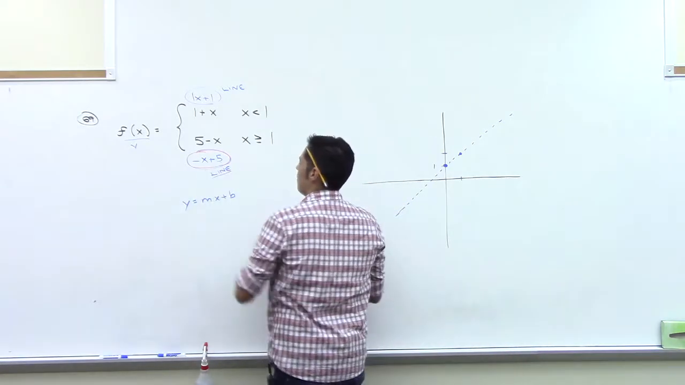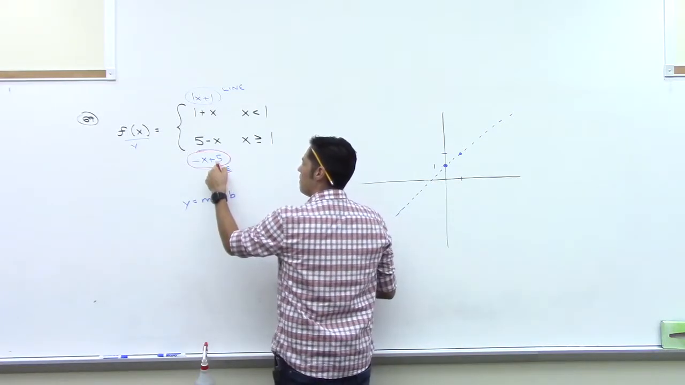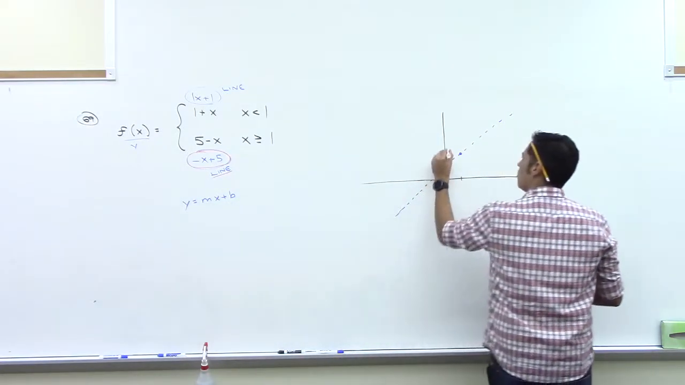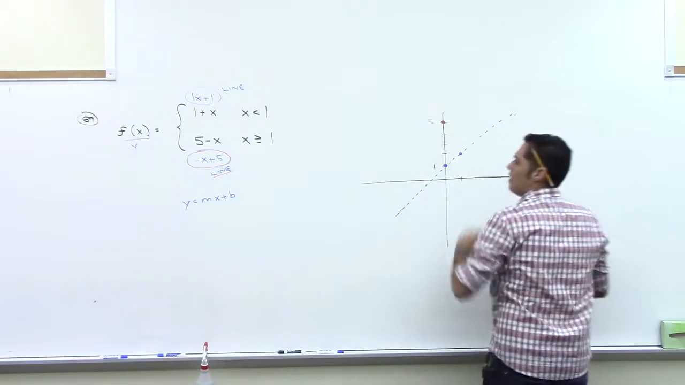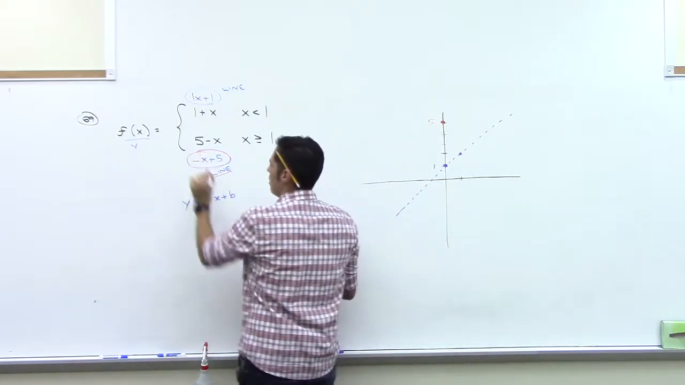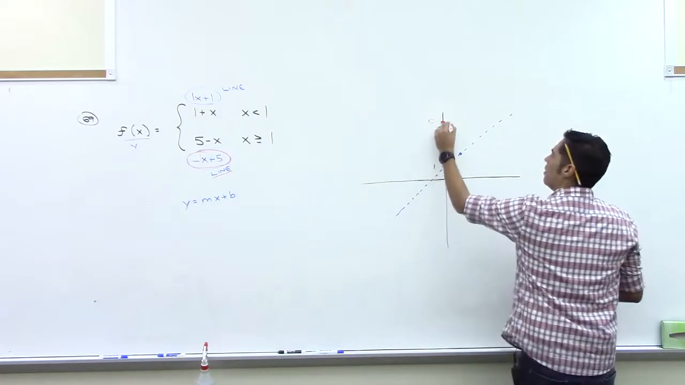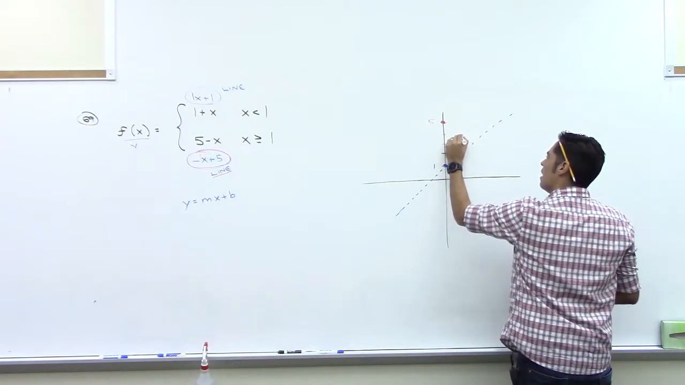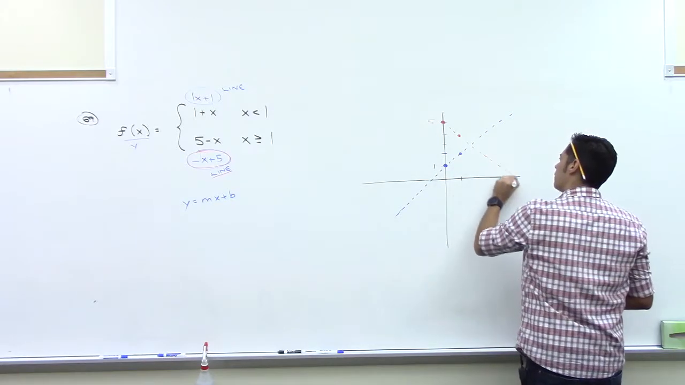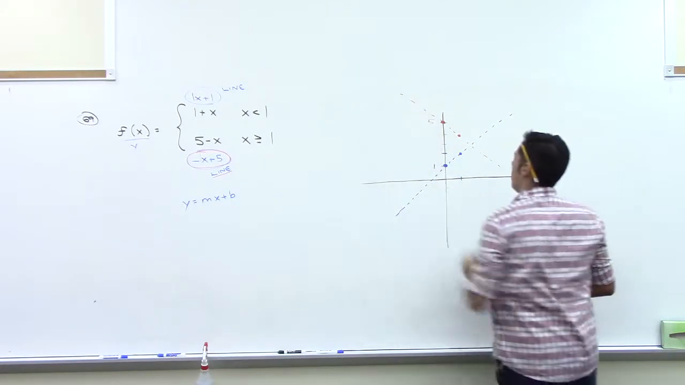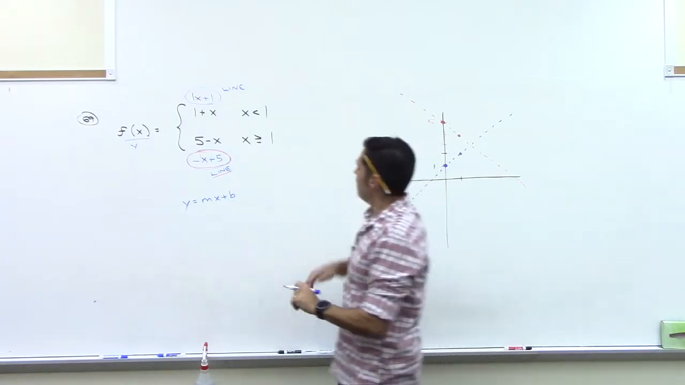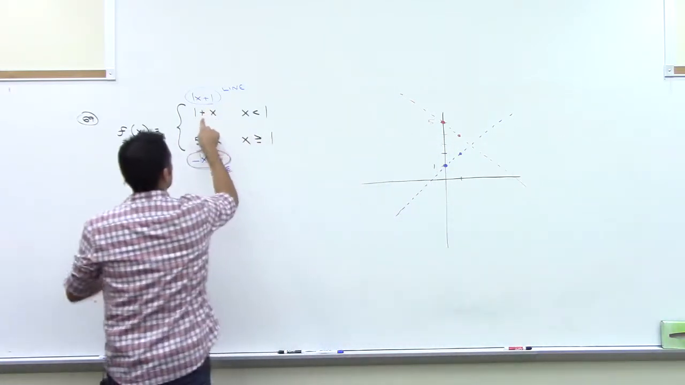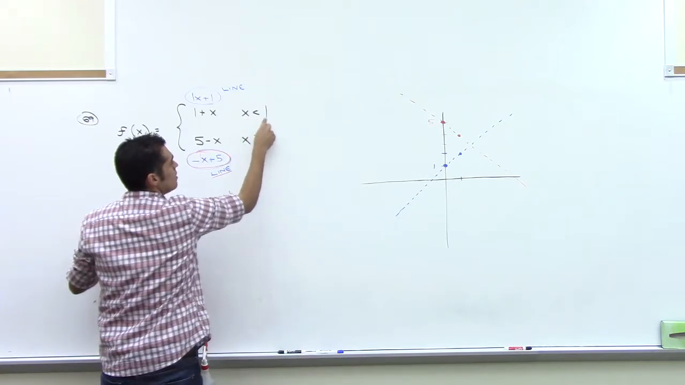Let's graph this one. This one has a y-intercept of 5. So 1, 2, 3, 4, here's 5. So I put a dot. And then it has a slope of negative 1. So to get to another point, I'm going to go down 1 over 1. And then I would connect those, like this. Okay, now, our blue graph only exists when x is smaller than 1.